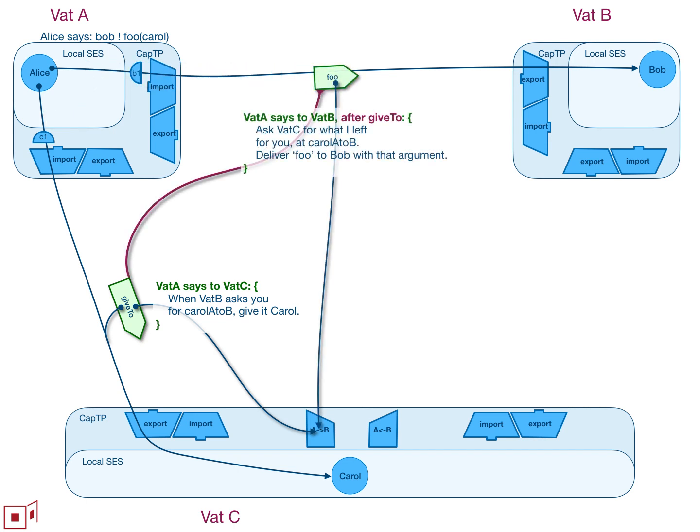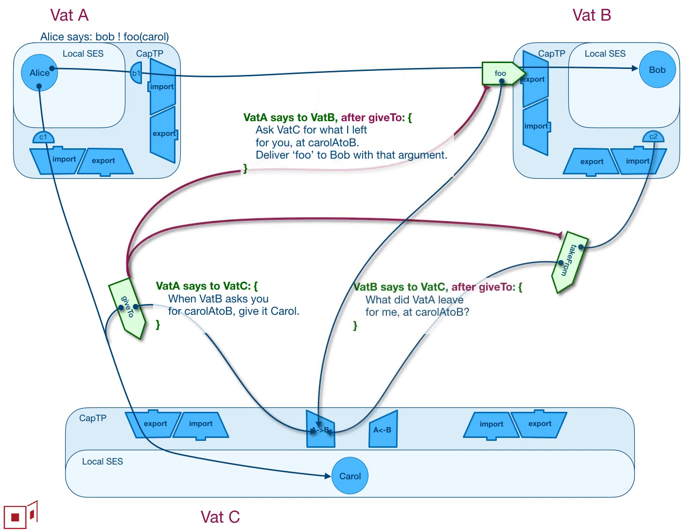And having serialized that message to eventually be delivered to VAT C, VAT A can now complete serializing and sending the foo message, saying to VAT B, please ask VAT C for what I left for you at the Carol A to B index, and deliver the foo message to Bob with that argument. So when that message arrives at VAT B, and VAT B proceeds to unserialize it, the first step in the unserialization is sending a corresponding take-from message to VAT C, asking, what did VAT A leave for me at Carol A to B?